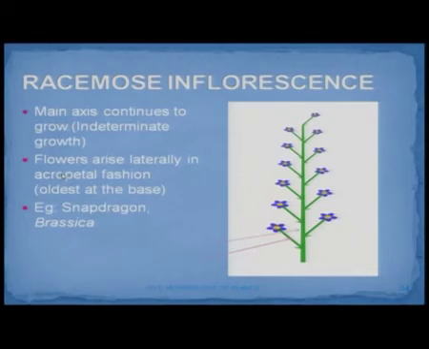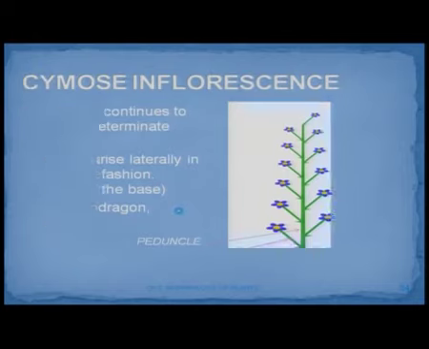Just opposite to the racemose inflorescence is the cymose inflorescence. Racemose can be seen in snapdragon and brassica. You all must have seen the mustard plant, sarson. The flowers on the sarson plant, brassica, are arranged in racemose manner. This is the peduncle and this is the pedicel, just to remind you.